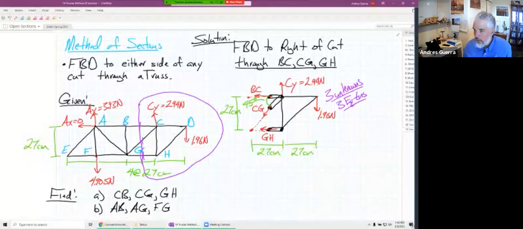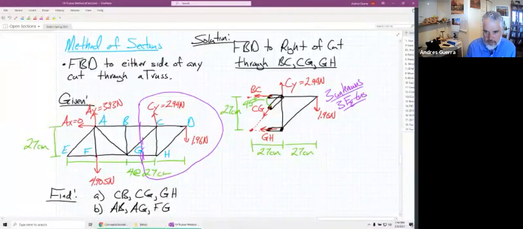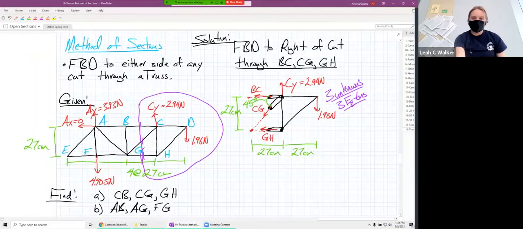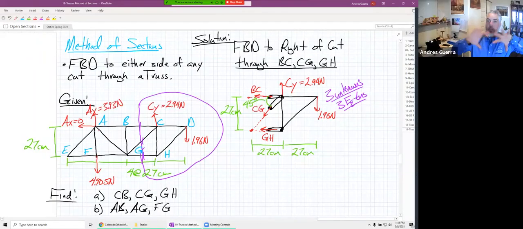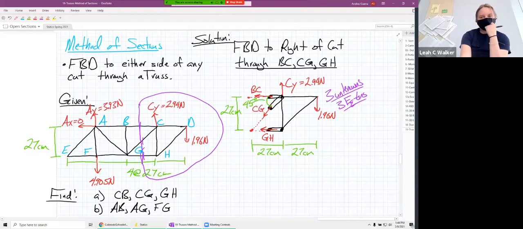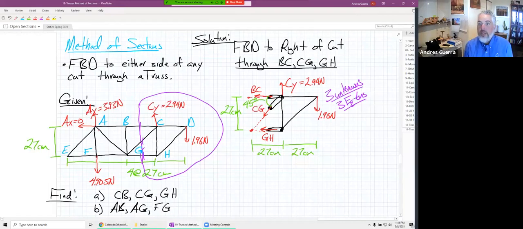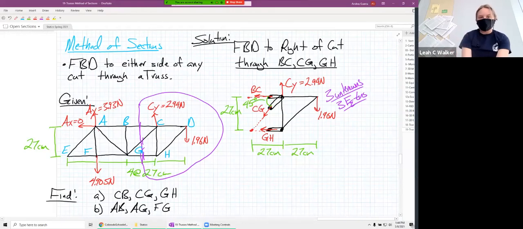Leah, Walker, what do you think? How many unknowns do we have if we sum forces in the x? At point D, or just total? We're summing forces in the x of the whole FBD that we just drew. Oh. 5? Well, no, 3. We'd have BC, CG, and GH. Oh, so we don't count the actual triangle?